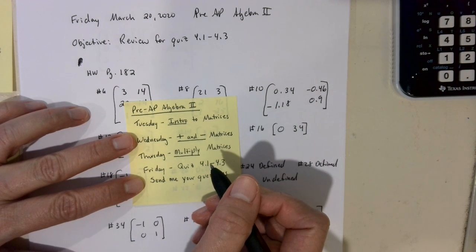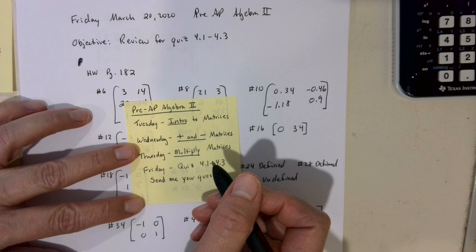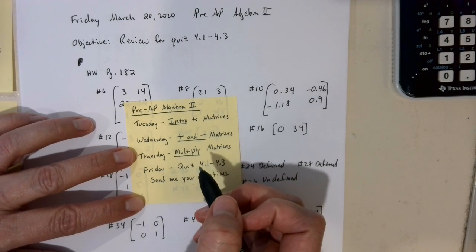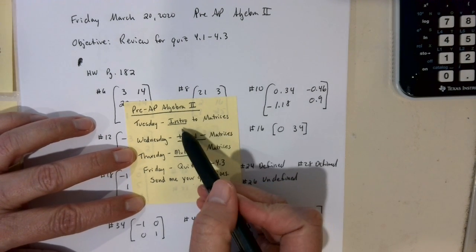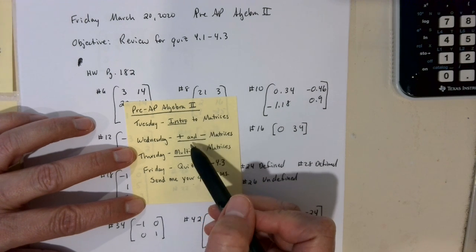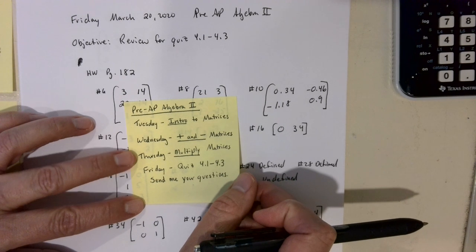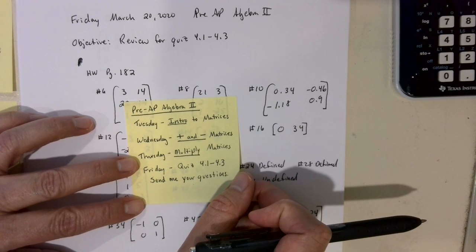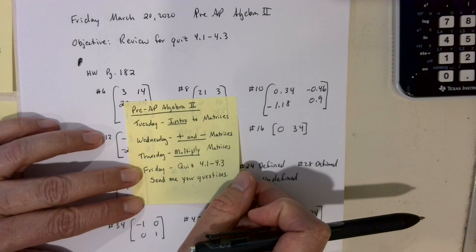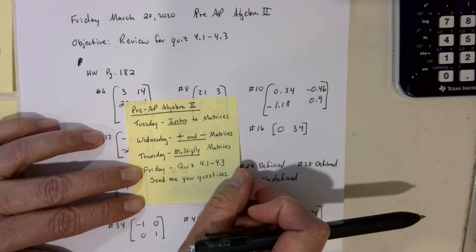Good afternoon. We've made it through a week of online learning. I hope that it has been productive. Tuesday, you had your introduction to matrices. Wednesday, you're adding and subtracting. And Thursday, you're multiplying. So on Friday, today, we are going to have our quiz.